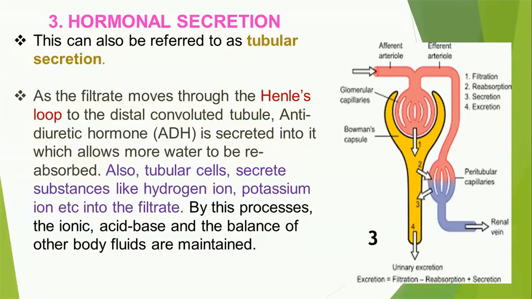Yes, so materials that have moved into the blood vessels, also materials that are already inside the blood vessels such as iron, creatinine, and other materials, ADH hormone, they are returned back into the tubule. So this is hormonal secretion. So by this process, the ionic, acid base, and the balance of other body fluid in the body are all maintained. So go to the image.